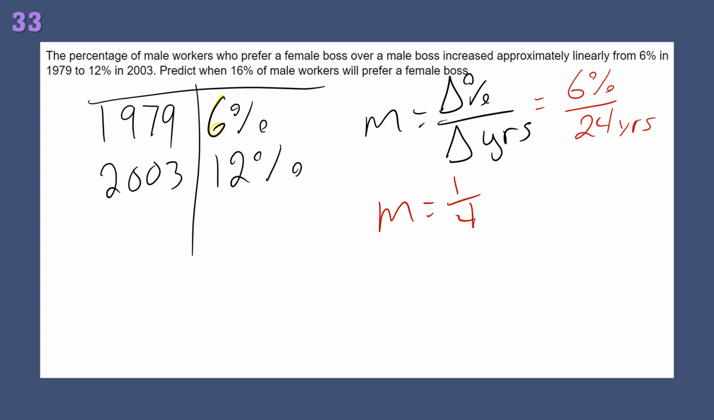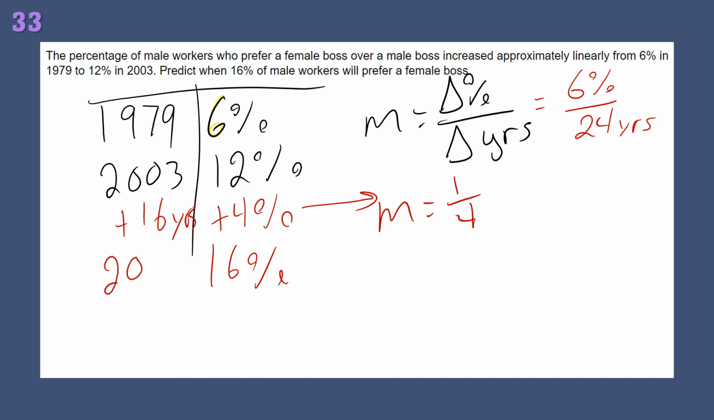So the next question says, predict when 16% of male workers will prefer a female boss. How are we going to do this? Well, we know that it's going to go up 0.25% a year. So how much does it have to go up to 16%? That's another 4%. But we know that to go up 6%, it took 24 years. And to go up 4%, it's going to take 4 times 1/4, or 4 divided by 1/4, which is 16 years. So we end up getting 2019.